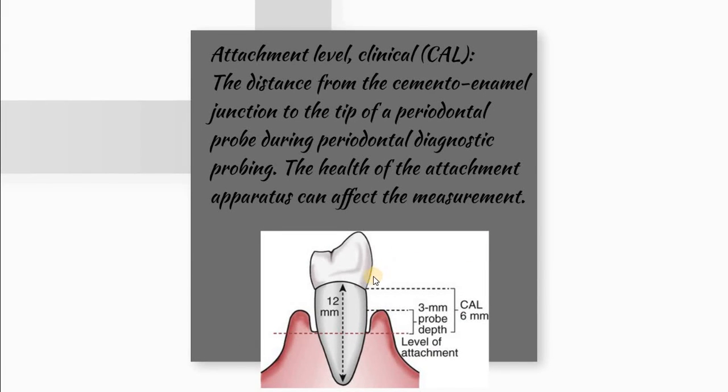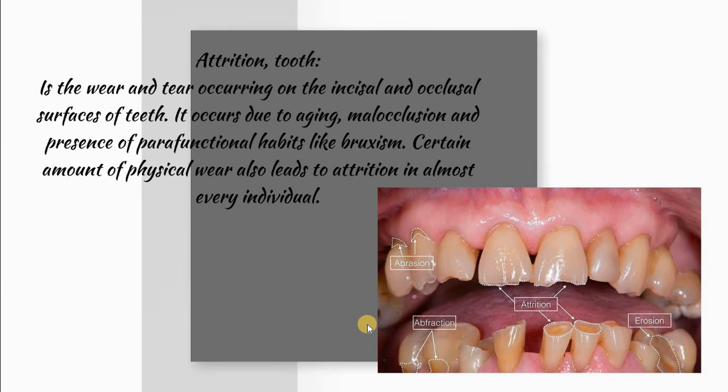Attachment level: by clinical attachment level, or CAL, we mean the distance from the cemento-enamel junction to the base of the pocket, to the tip of the periodontal probe that hits the lowest part of the pocket. So this is the cemento-enamel junction, and this can be affected when the periodontal attachment apparatus is affected. When bone is affected, the periodontal ligament is ruptured, or cementum is affected, it will affect the measurement of the clinical attachment level.